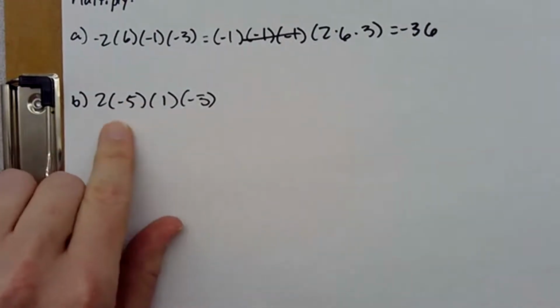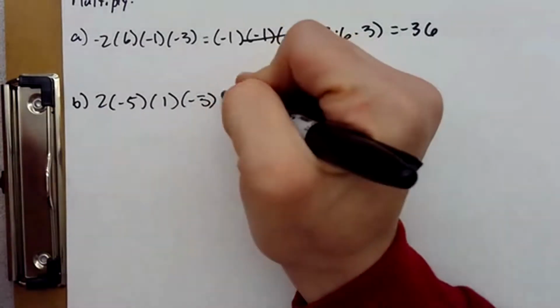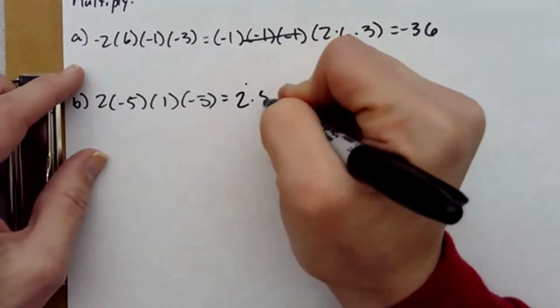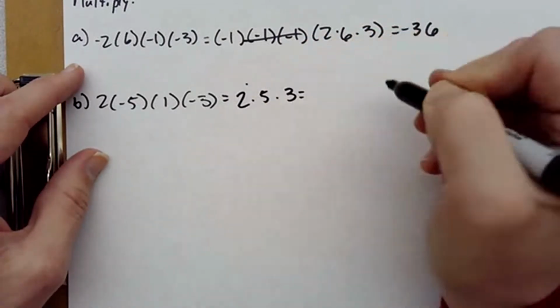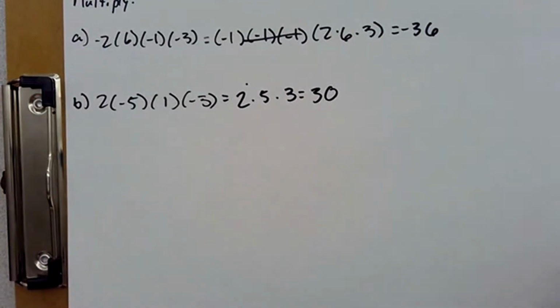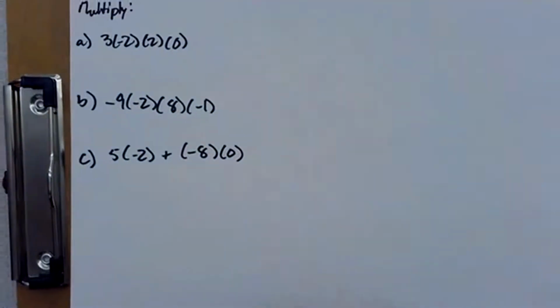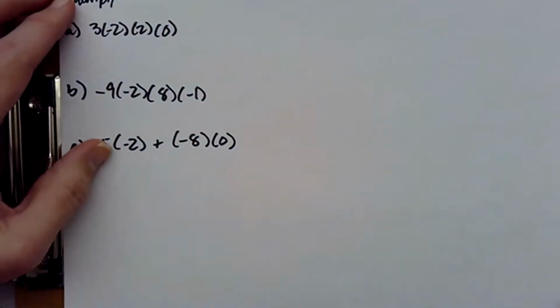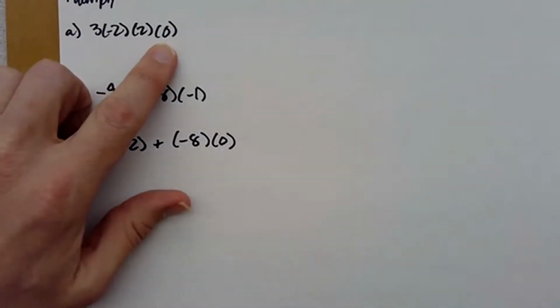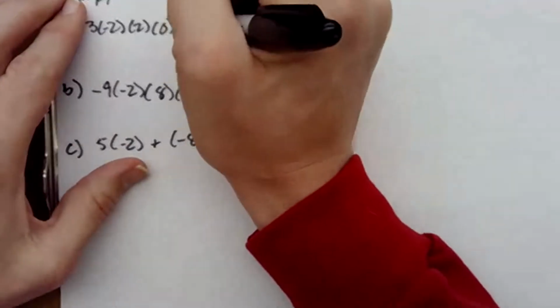Here we have 2 negatives, so we can cancel those and we don't have to worry about them. We've got 2 times 5 times 3, which is 30. Three times -2 times 2 times 0. This makes it really easy because once we have that 0 factor, this whole thing becomes 0.